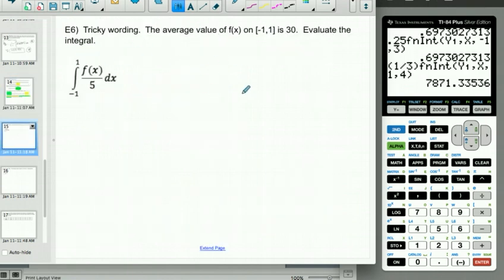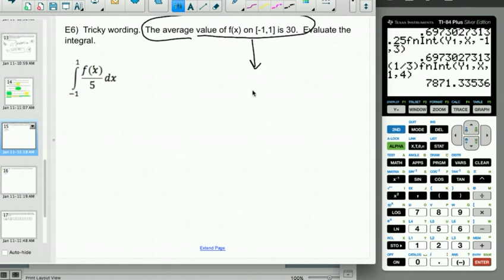We're not going to do velocity. It's just more examples of average value, but I just wanted to throw that out there because I think this is one that tricks people a lot. So let's do some tricky wording. The average value of f of x from -1 to 1 is 30. Evaluate this integral. Okay, so let's translate this statement into what we know it means.